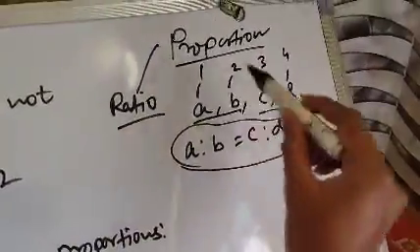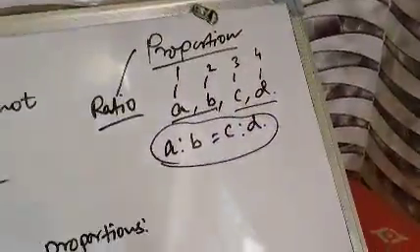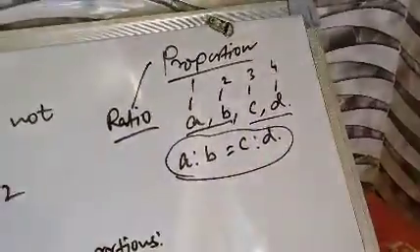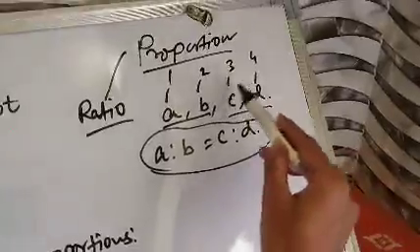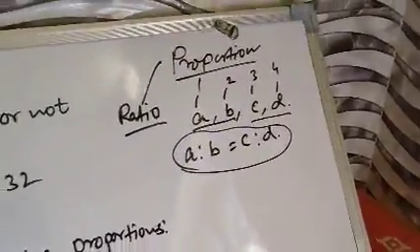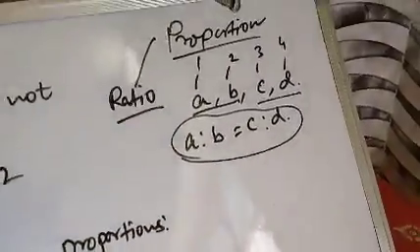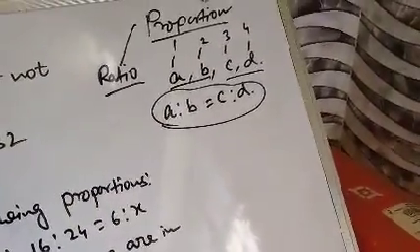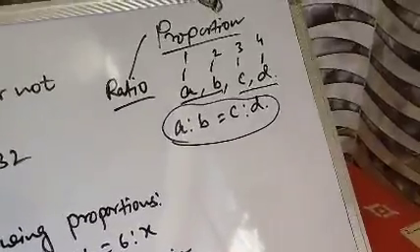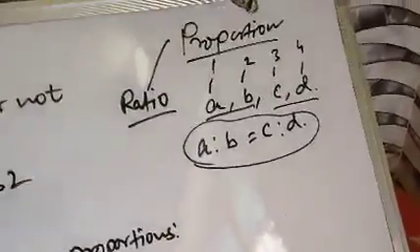We have four terms a, b, c, d: first term, second term, third term, fourth term. When the ratio of the first two terms is equal to the ratio of the last two terms, then the expression is said to be in proportion. Clear? That means proportion is an expression where the ratios are equal. That is known as proportion.